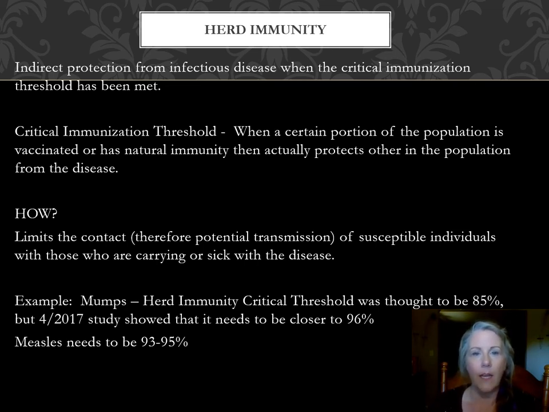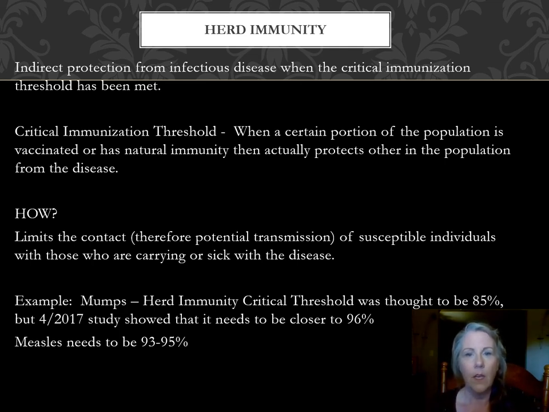So how does it do this? It does that by limiting contact. So it limits the contact, and therefore potential transmission, between susceptible individuals and those who are carrying or sick with the disease. If we have fewer people out in the population who are sick with it or carrying it and don't know it, asymptomatic carriers, either way, you can still spread those diseases around. If we have fewer of those people and more people who are immune to it, then that's going to protect others.